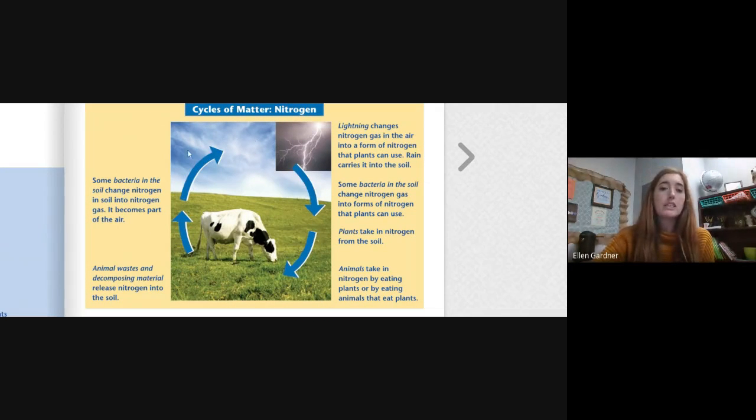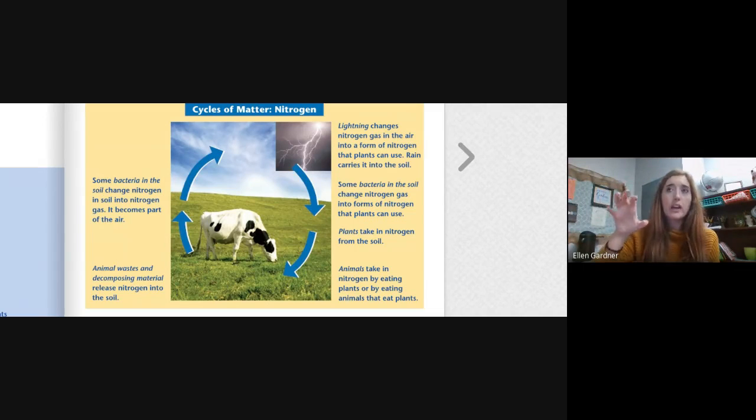So nitrogen is in the air and then it ends up going into the soil, and from the soil, it's transferred to a plant or producer, and then to the consumers that eat it. So here it says lightning is what changes nitrogen gas in the air into a form of nitrogen that plants can use. So lightning actually changes it so that it is something that is in the soil for plants to be able to use. Rain carries it into the soil.